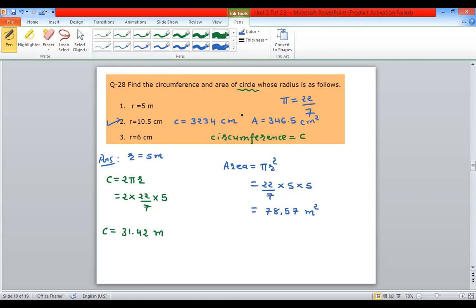So just don't take only one example, not more. It's very easy. It's just a use of formula. The question is for how to use the formula. So now we move on to the next one.